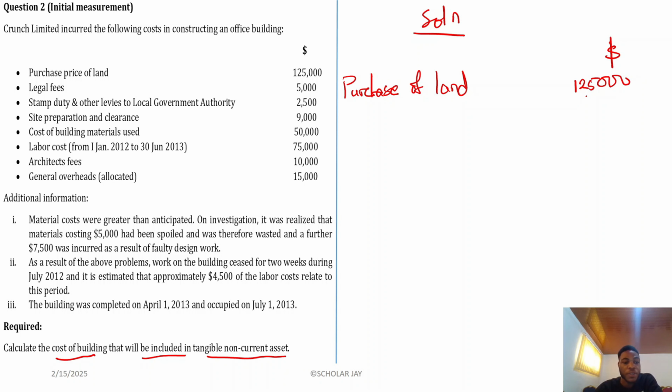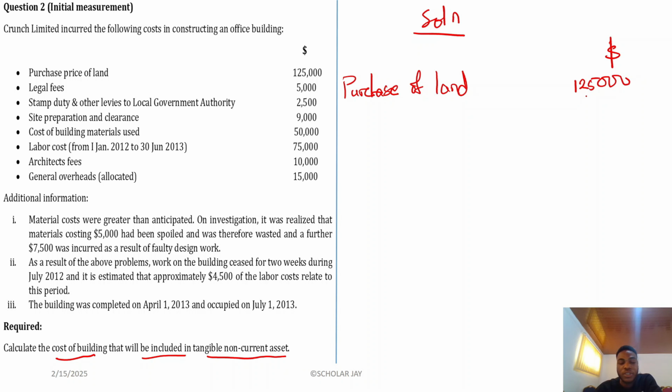So let's look at the additional information. Material costs were greater than anticipated. On investigation, it was realized that materials costing $5,000 had been spoiled and were therefore wasted, and a further 7,500 was incurred as a result of faulty design work.